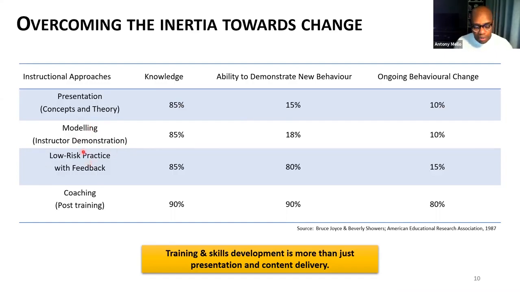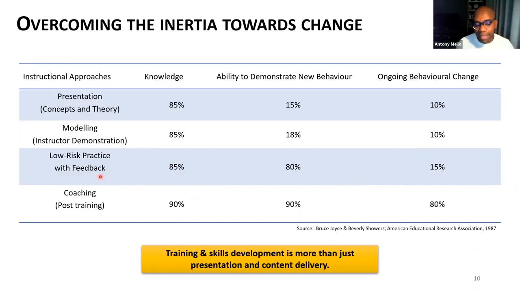Now, if we move to the modeling approach, which is more demonstration based, where an instructor will give a theory, then demonstrate how it actually works, the knowledge retention is also still 85%. The ability to demonstrate the new behavior moves up because now I've seen it. I've seen how it's actually supposed to be done. So that moves from 15% to about 18%. But again, getting that into being an ongoing behavioral change that is exhibited on a day-to-day basis is still only 10% of the time that you will see that translate into an ongoing behavioral change.